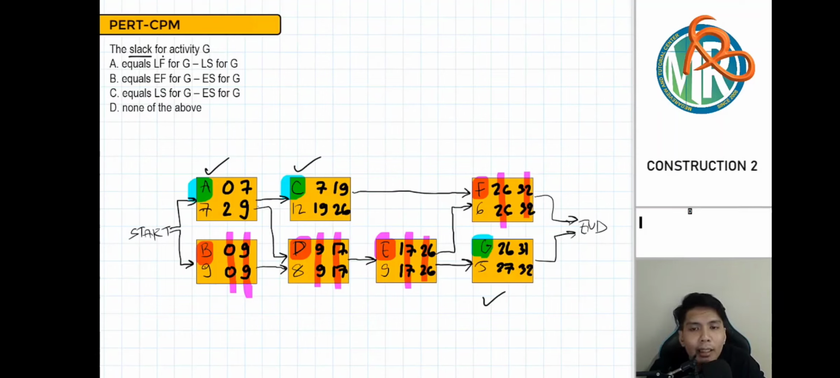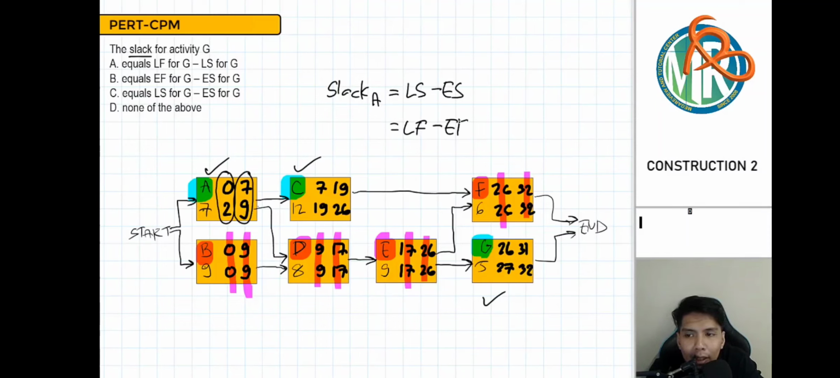Paano naman isasolve yung slack na yan? Si slack sinasolve mo yan as the difference ng mga start or the difference ng mga finish. Ikaw bahala saan ka dumaan. So for example, slack ng activity A. Pwede kang mag late start minus early start. Pwede ka ring mag late finish minus early finish. You will get the same answer, di ba? For example, you have 2 minus 0, we have 9 minus 7. Still, you will get an answer of parehas 2. Same thing will happen pagdating sa C, pagdating sa G. Ganun tayo nagsosolve ng slack.